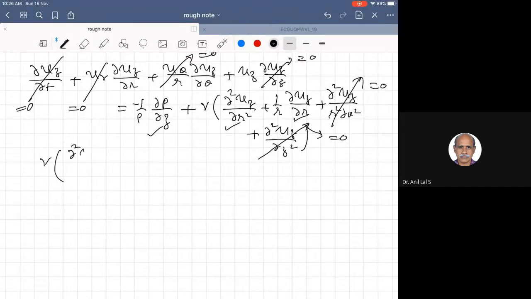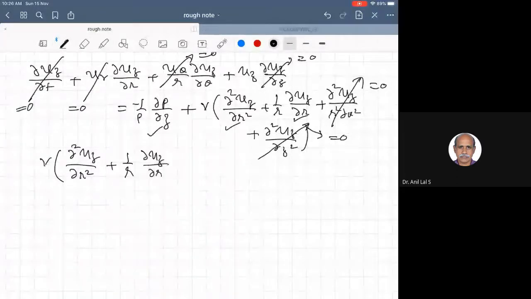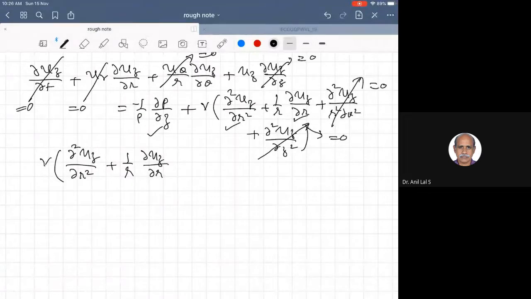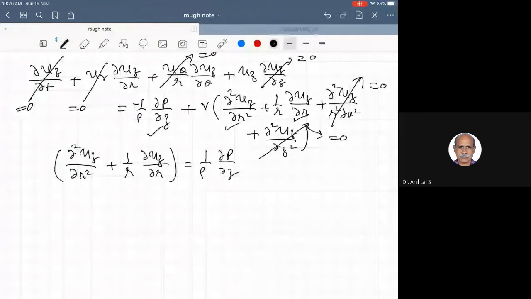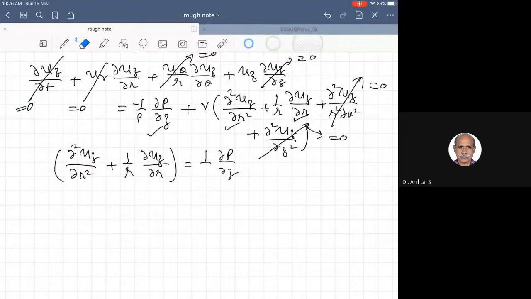Dou squared uz by dou r squared plus 1 by r dou uz by dou r is equal to 1 by mu dou p by dou z, where the mu can be taken to this side; rho nu is basically mu, that is the dynamic viscosity. So with this kind of differential equation we get this kind of relation.